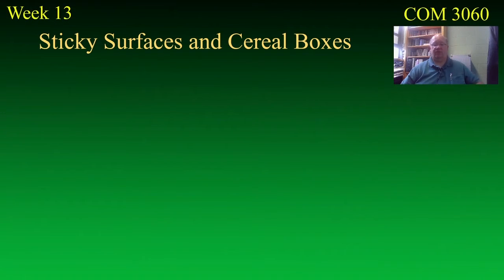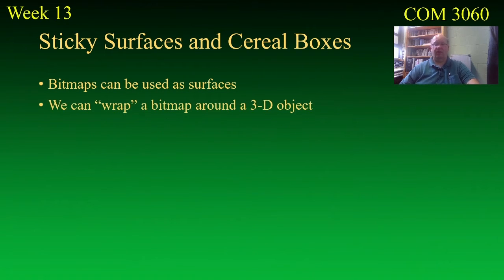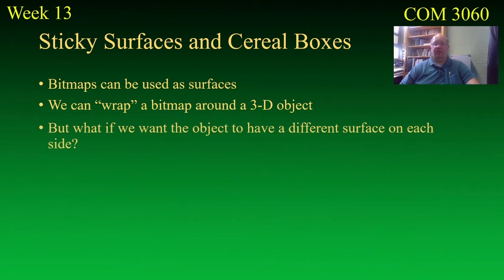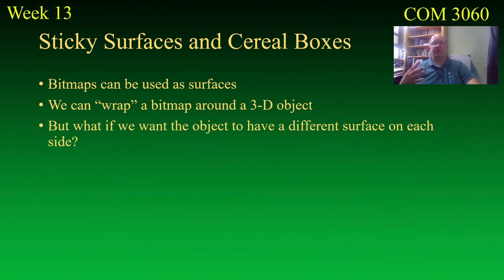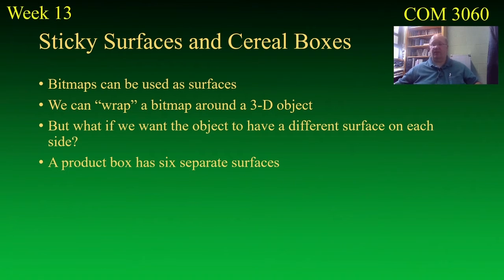Okay, sticky surfaces and cereal boxes. Essentially, bitmaps can be used as surfaces, as we've already said before. You can wrap a bitmap around a 3D object. But what if you want the object to have a different surface on each side? So, a product box has 6 separate surfaces, like we said here, 6 separate surfaces.